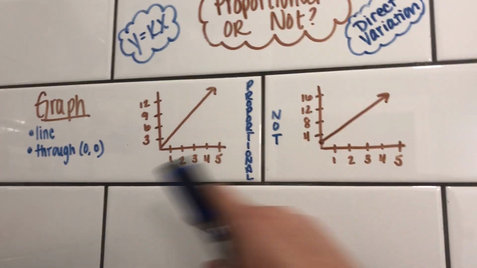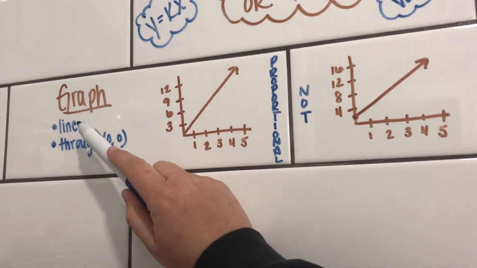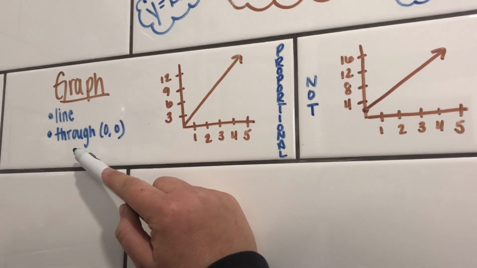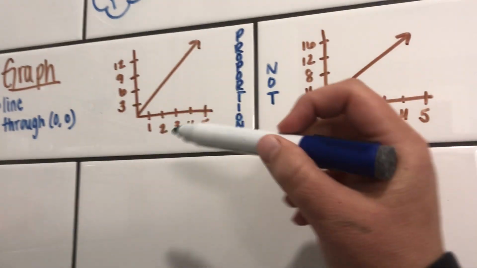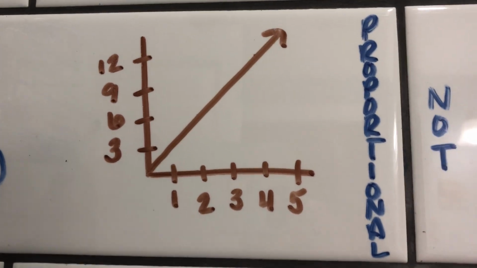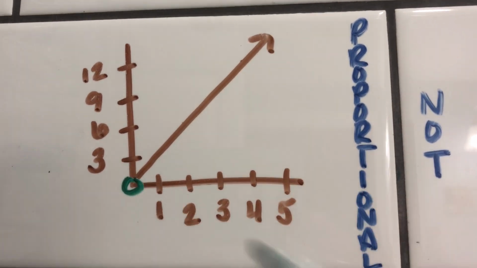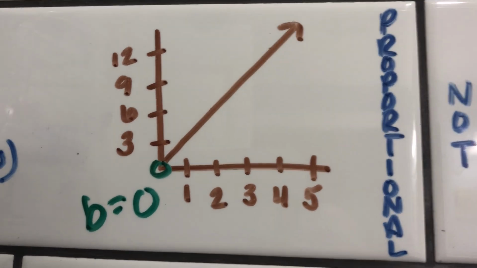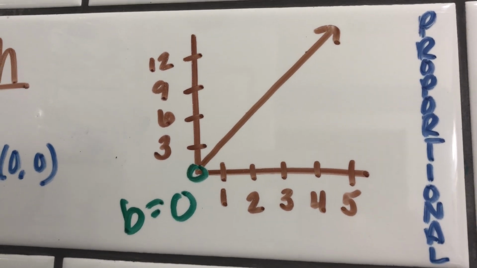So first we're going to look from a graph. And from a graph, it needs to be a line, and it has to go through (0, 0). Now this graph, if I'm looking at it, is proportional. It's as simple as it sounds. It's going through the origin. My b is 0. So this graph is proportional.